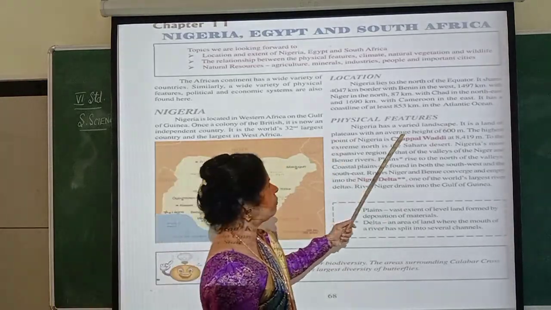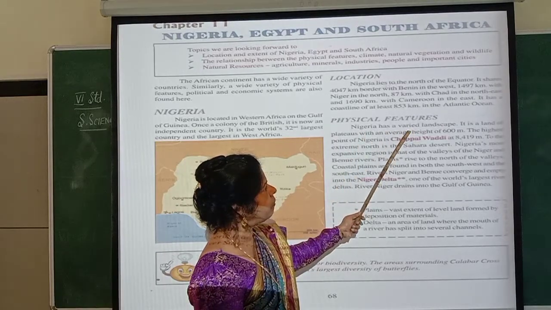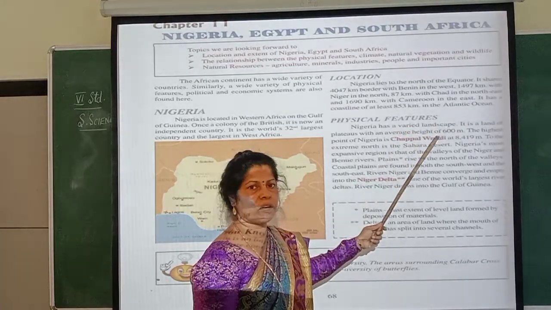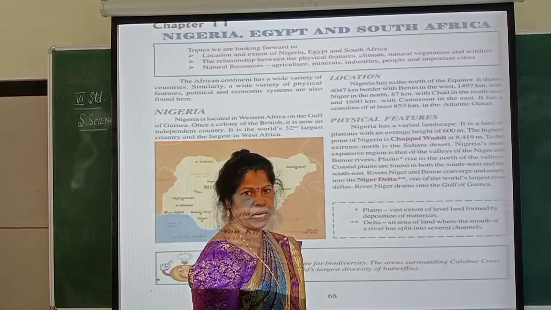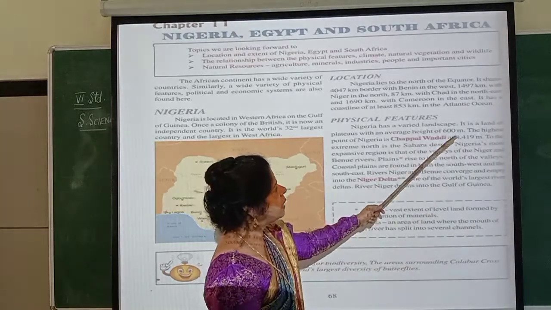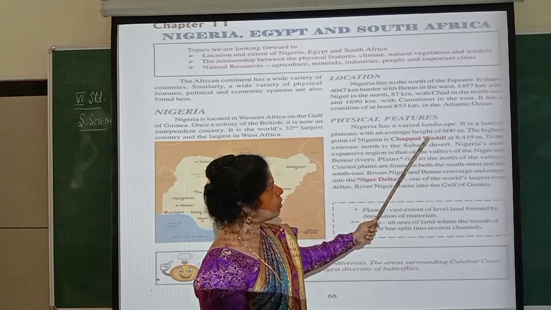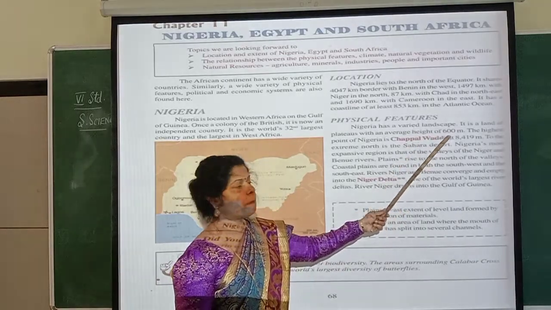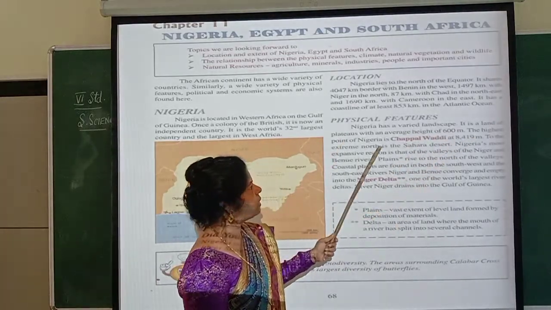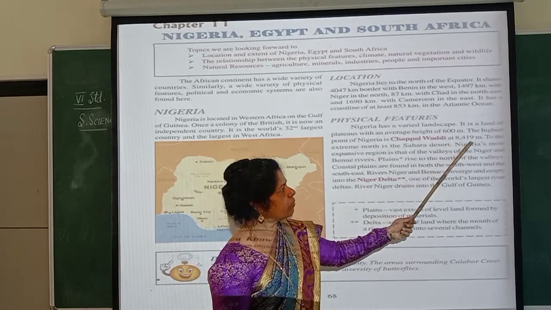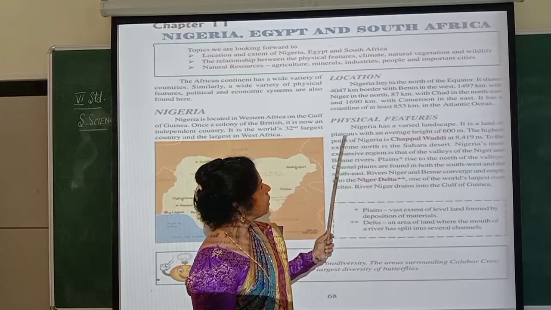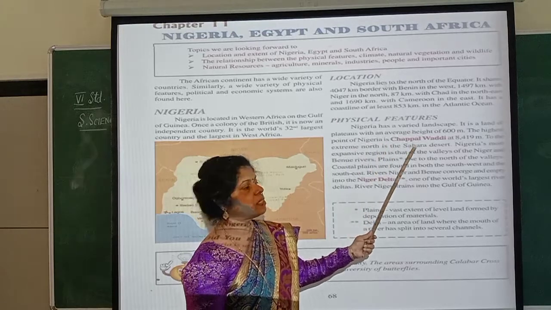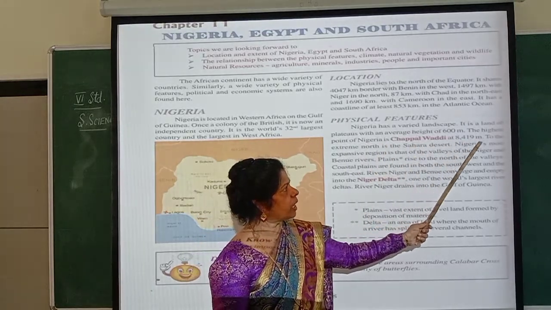Now let us talk about the physical features. Nigeria has a varied landscape. If you look at the physical features, it has a variety of landscape like plateaus, valleys and plains, all of which come under landscape. It is a land of plateaus with an average height of 600 meters. So you can see the plateaus there. What is the dimension? It is 600 meters. The highest point of Nigeria is Chappal Wadi at 8,419 meters.